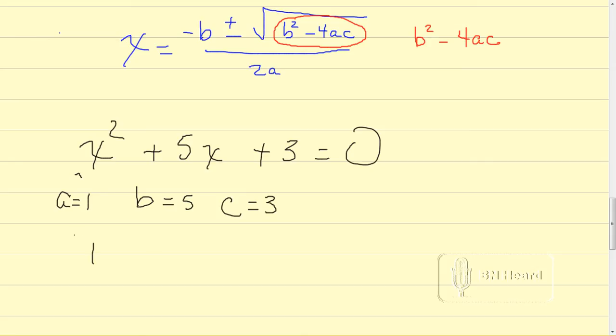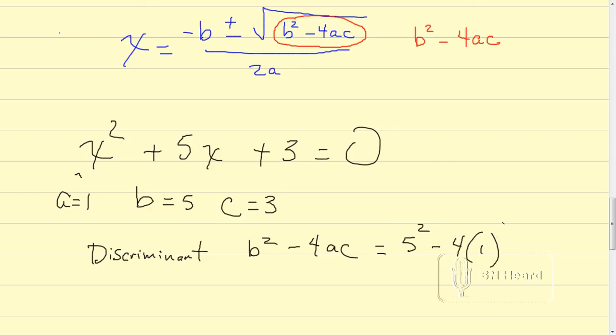To calculate the discriminant, we simply have b squared minus 4 times a c. So in our case, we will have 5 squared minus 4 times 1 times 3, or 25 minus 12, which is equal to 13. So my discriminant for this equation is 13. Now let's look at what that tells us.